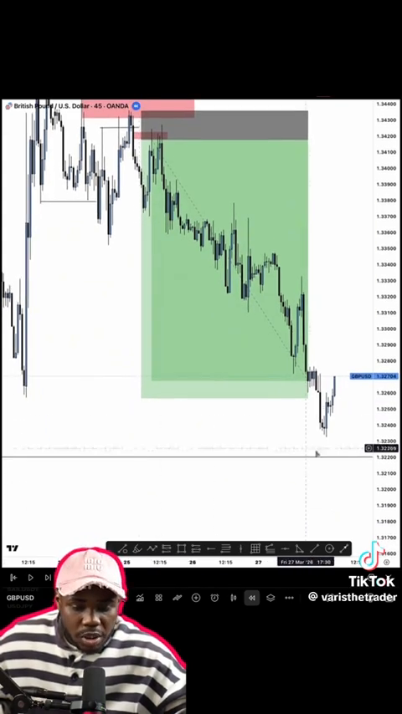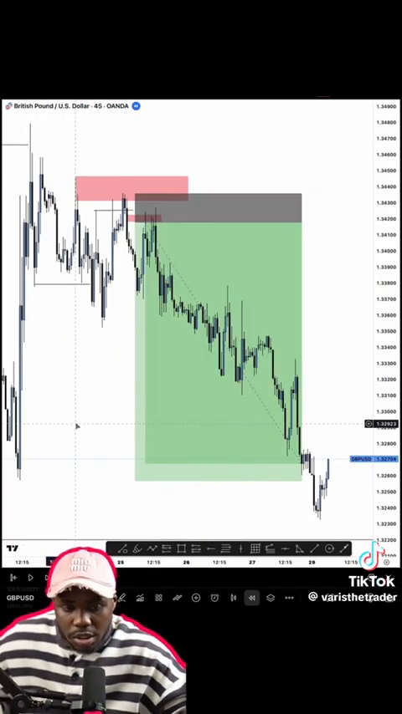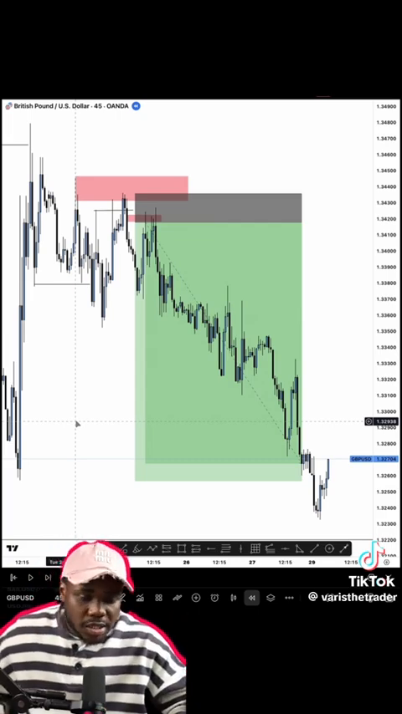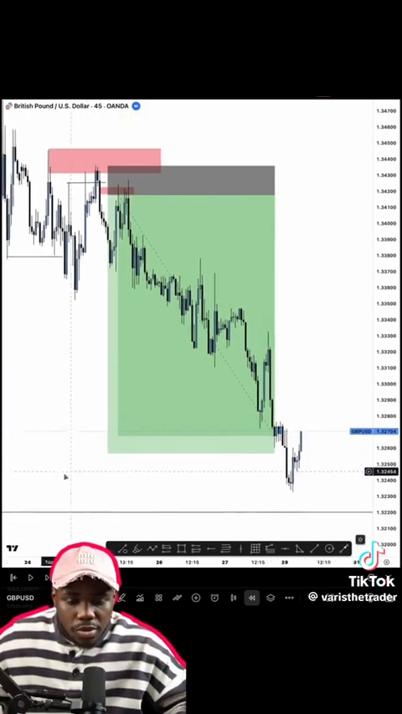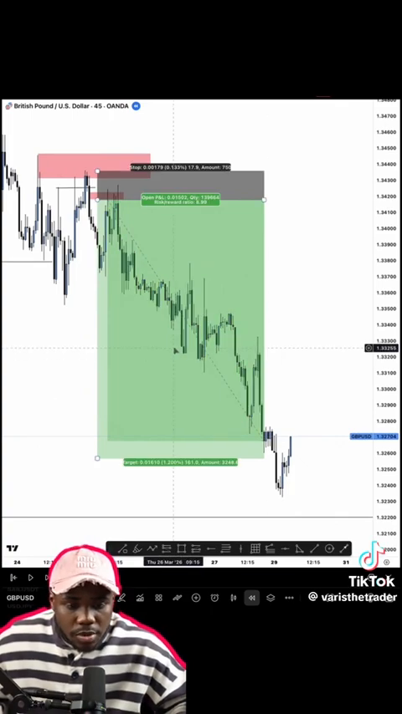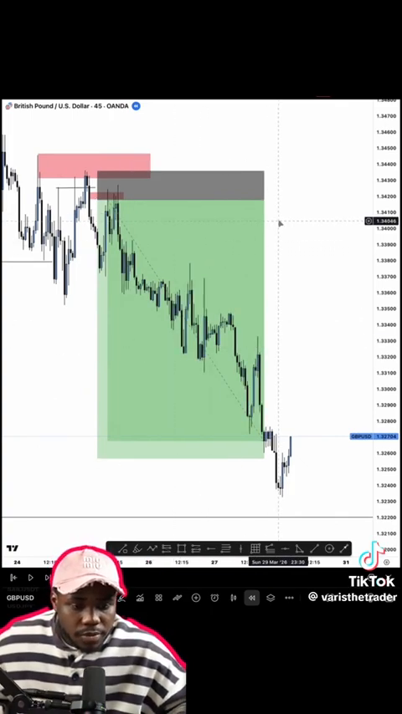This price is going to push down to this draw on liquidity, but I like to target internal range liquidity just because it's faster. Sometimes price can get close to here and reverse. So I just like to play it safe. So a quick 1:9R, simple and easy.